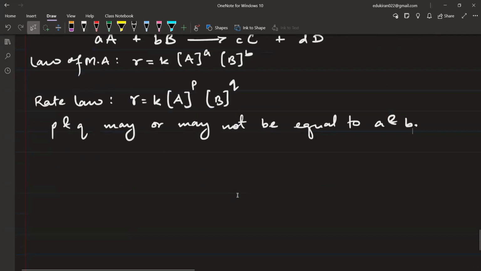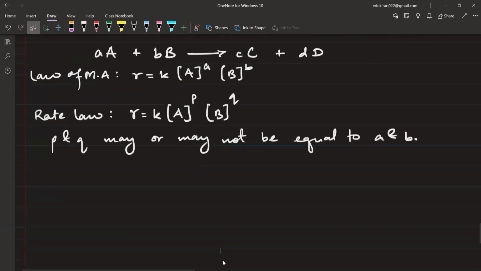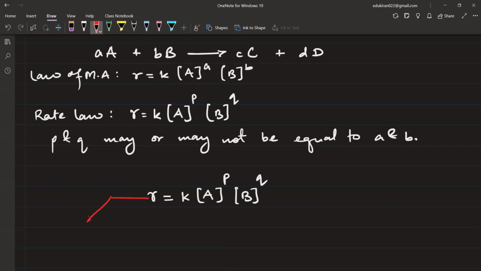Now please see. We'll go into the detail, but right now what you need to understand is this. When you write R is equal to some constant K multiplied by [A], a reactant, to the power P multiplied by [B] to the power Q. Here we have a few terms which we need to name. This is rate of reaction.